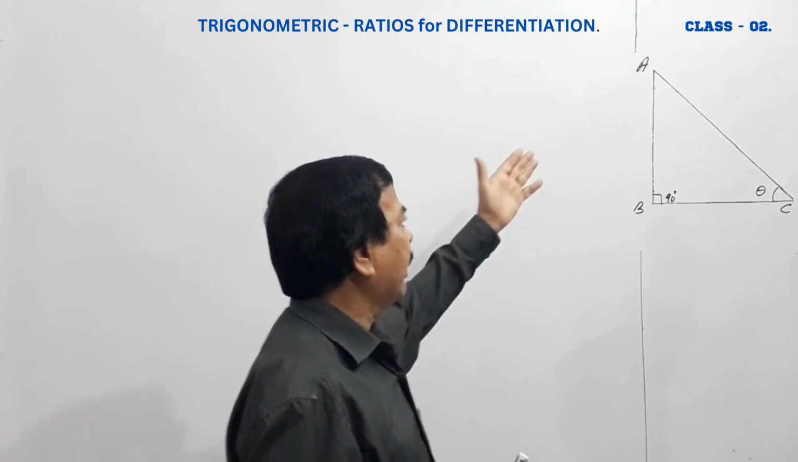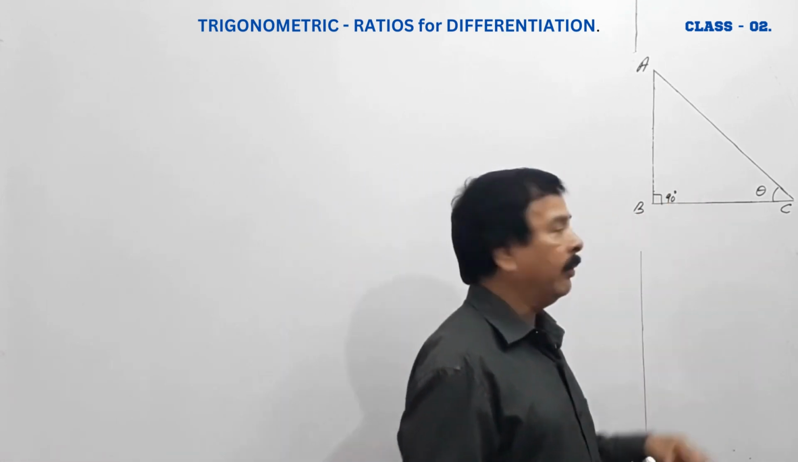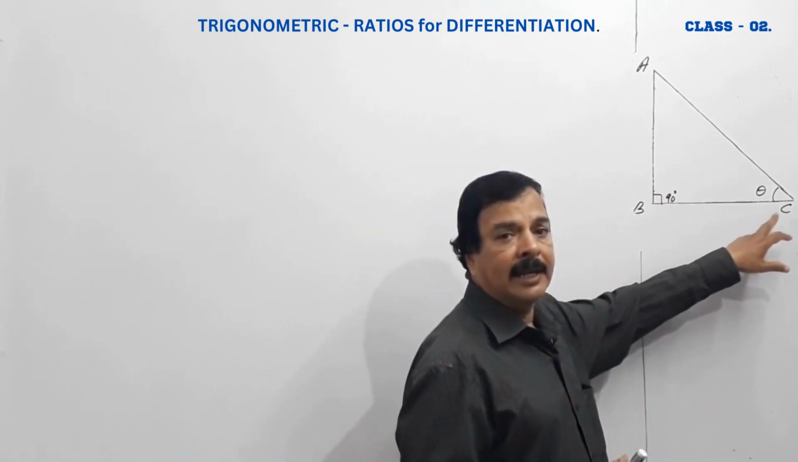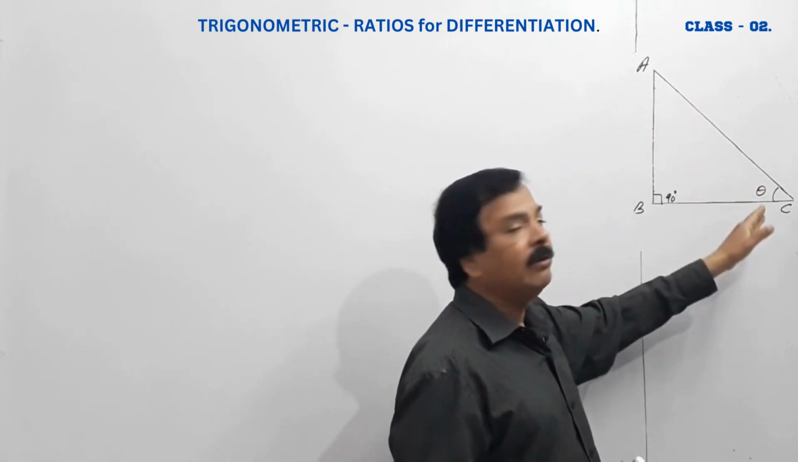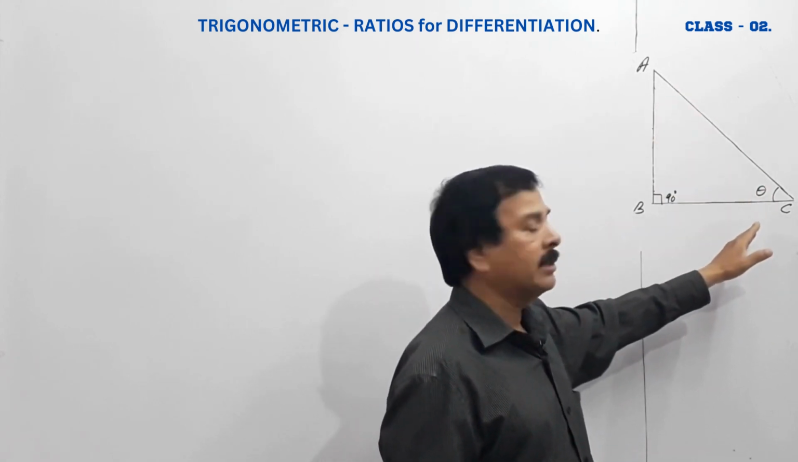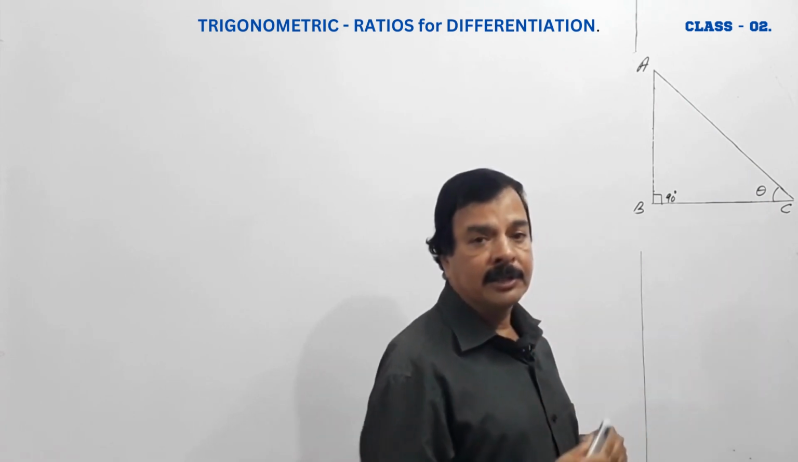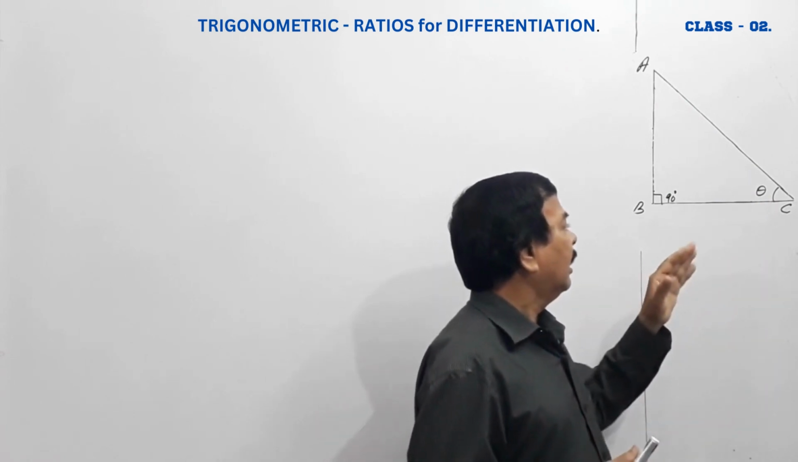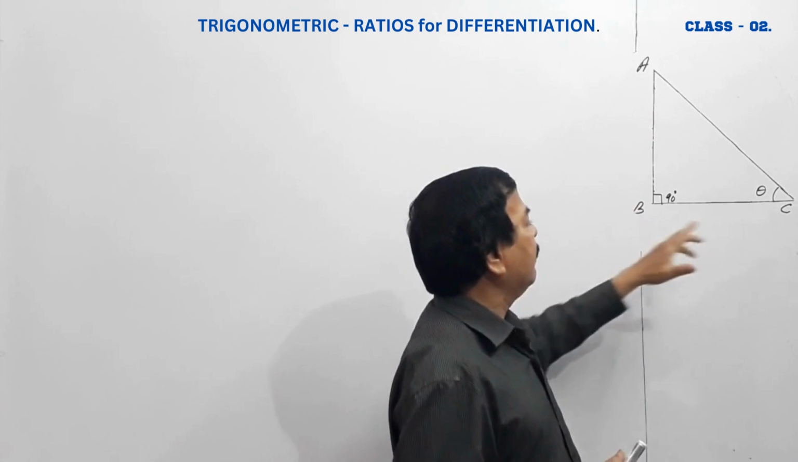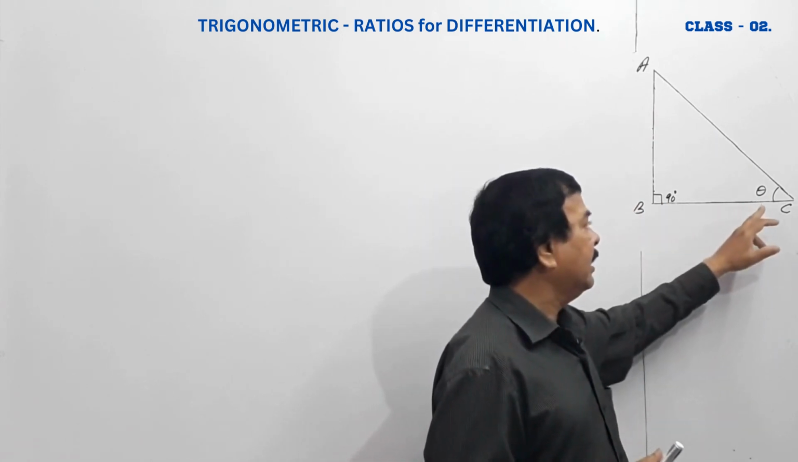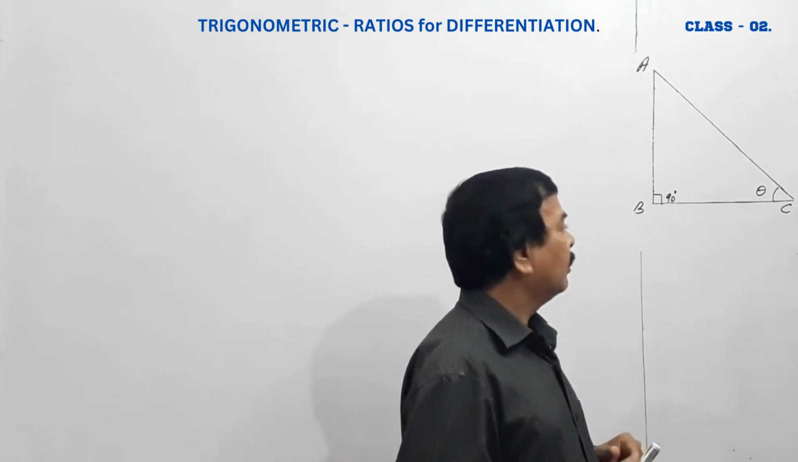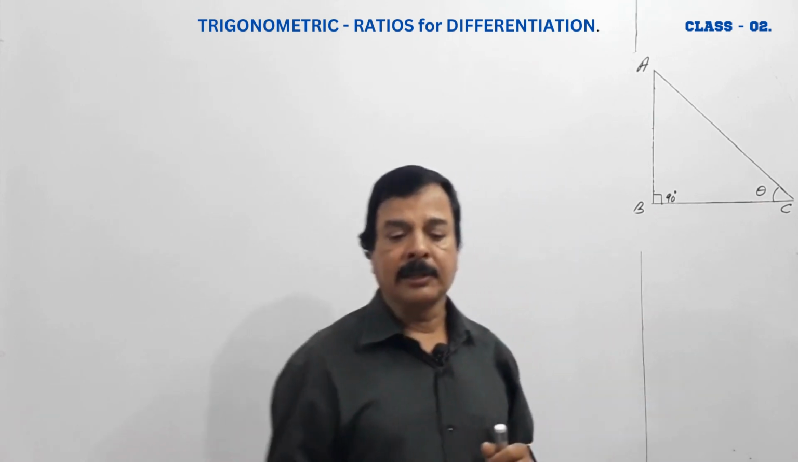I have named a right angle triangle ABC, where I have considered angle C as theta. I can even consider angle A as theta, but for convenience I am taking this as theta, and I'll tell you the reason for that. Let us consider a triangle ABC where angle B is a right angle and angle C is theta. Now you might be asking me, what is this theta, sir?